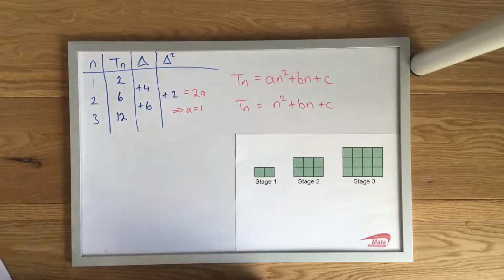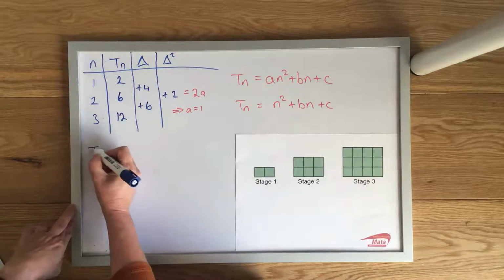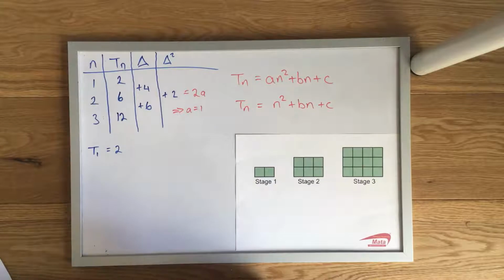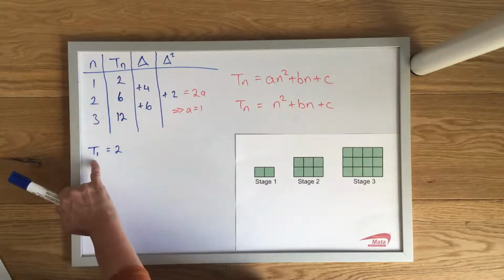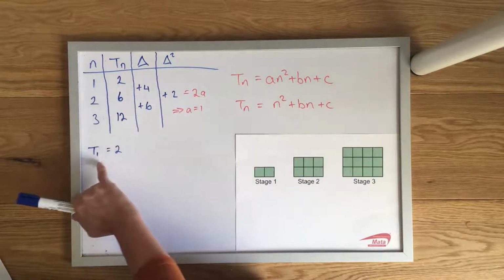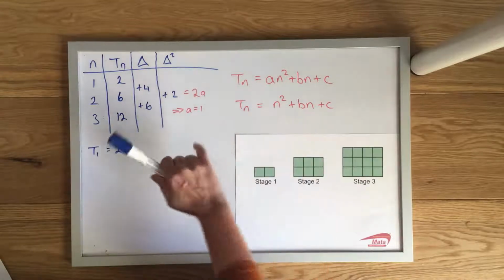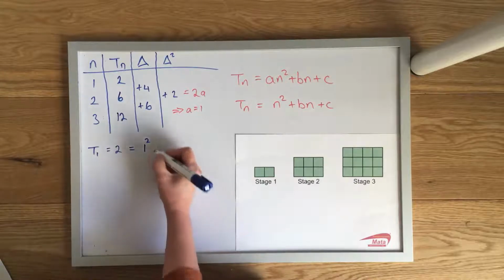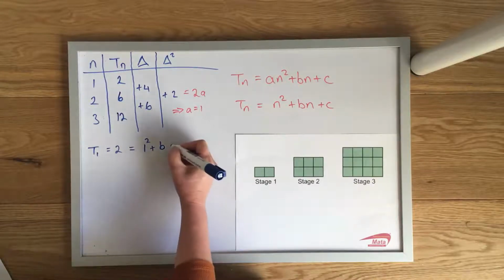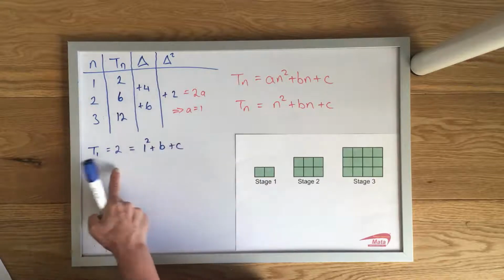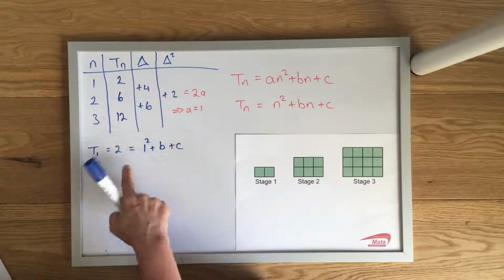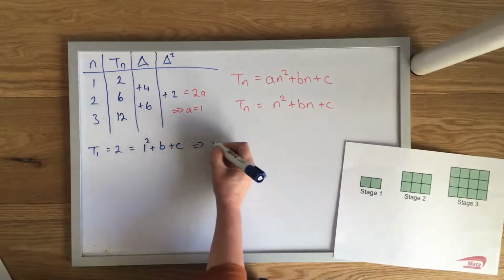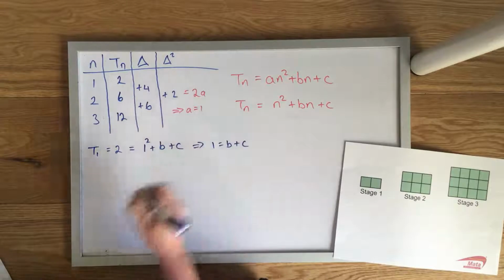So let's go to our first term. Our first term happens to be the number 2 here. There's 2 squares in our first term. But if we take 1 and substitute it into our formula here instead of n, then we also get this first term. So if we substitute 1 in, we'll get 1 squared plus b times 1 plus c. Or we'll get 2 is equal to 1 plus b plus c, which implies 1 is equal to b plus c.